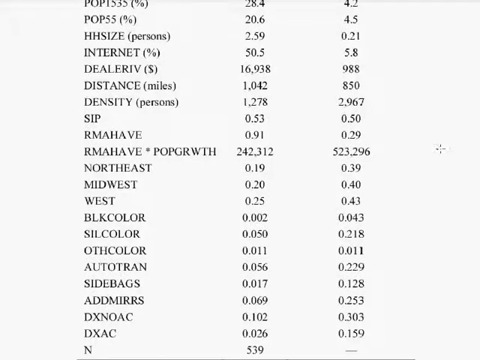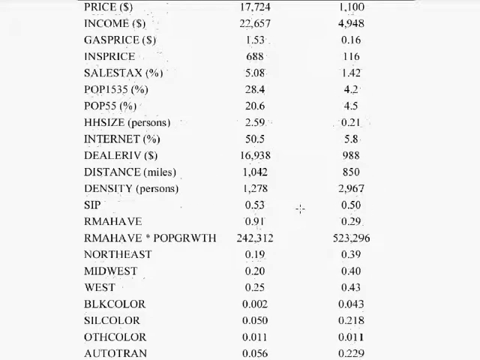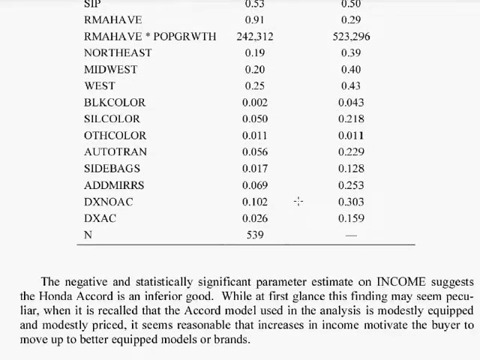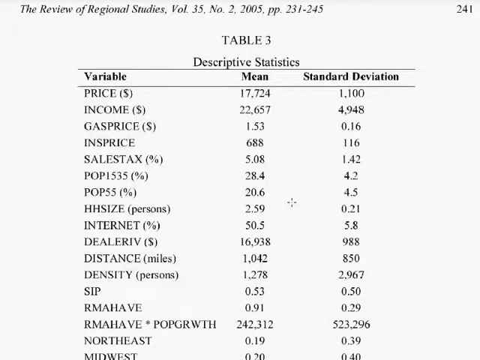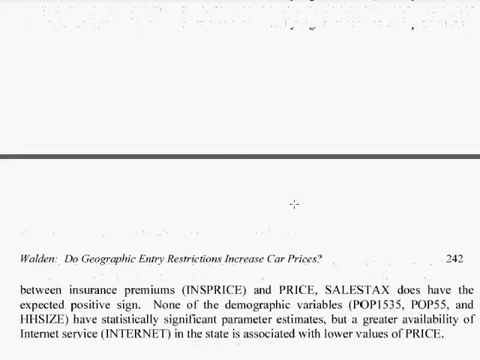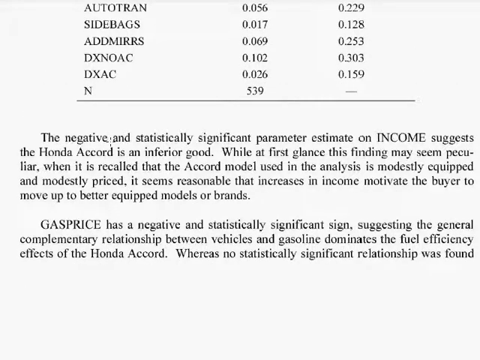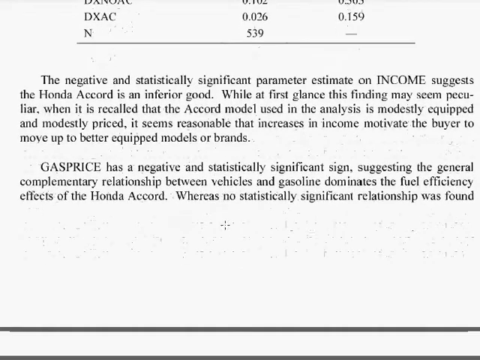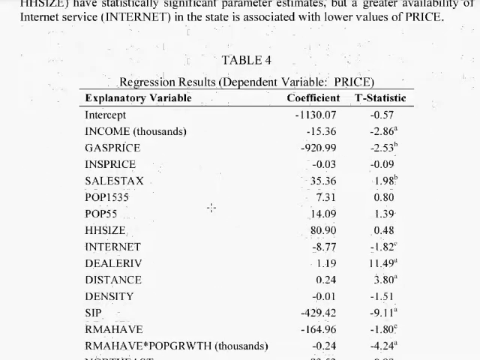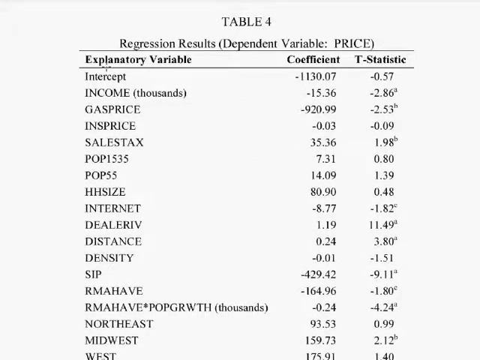So he also tells us the sample size is 539 prices of cars. So after looking at the table of descriptive statistics, also a must-have, he goes through and starts talking about the signs of the variables in the regression. So let's look at table 4. These are the results. It tells us the name of the variable, the coefficient, and the t-stat.